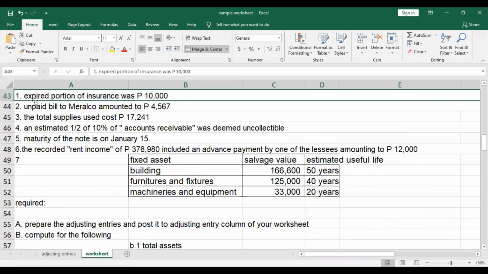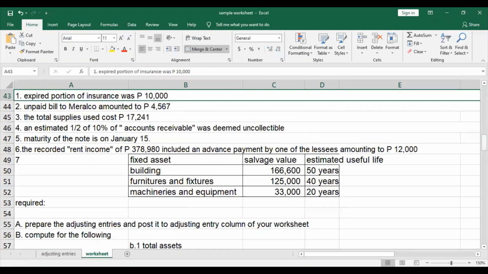If you can still remember, in adjusting entry, we have actually 6 types. We have the accrued income, accrued expense, unearned income, prepaid expense, depreciation, and impairment loss. For number 1, this is about prepaid expenses. With regards to prepaid expense, meron tayong dalawang method na ginagamit whenever we prepare adjusting entry for prepaid expense. We use asset method or expense method.